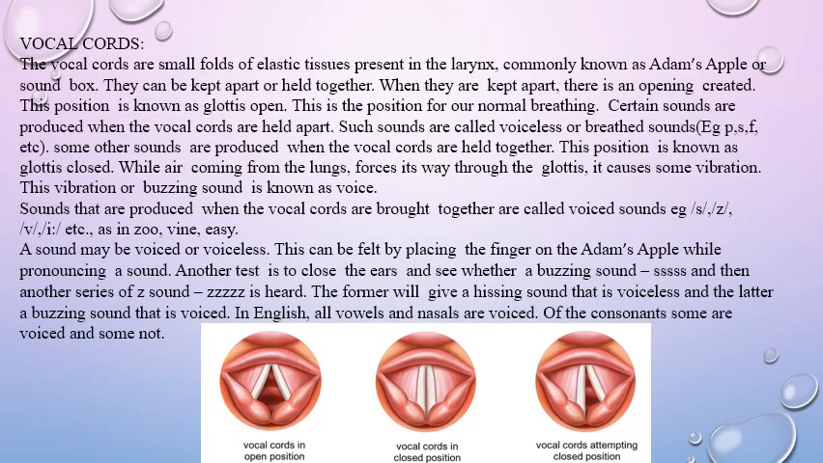So these vocal cords are the elastic tissues in the larynx, and this helps also in producing speech sounds. When the vocal cords are in open position, it is called glottis open, and when it is in closed position, then it is called glottis closed. So when the air comes from the lungs, it forces its way through the glottis and it causes some sort of vibration in the throat.